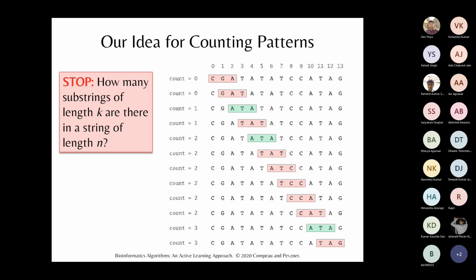So how many substrings of length k? This basically comes to the problem of how many substrings of length k are there in a string of length n. So here k is 3 and n is 14. So how many substrings are there? Different substrings?